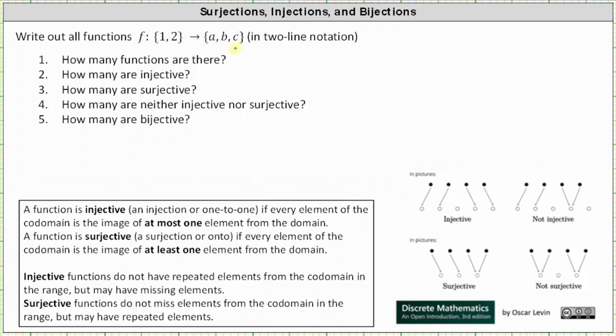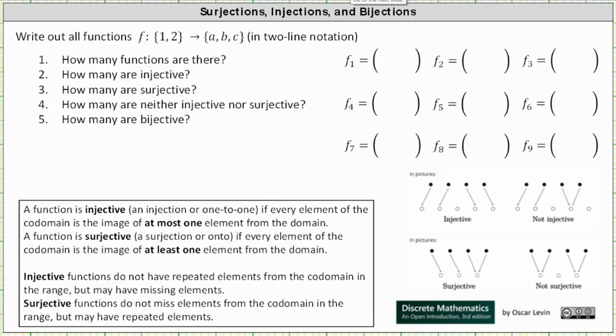Let's go ahead and write these functions out in two-line notation. Let's label the functions f sub 1 through f sub 9. Remember, in two-line notation, we have the inputs in the first row and the outputs in the second row. For each function, the inputs are 1 and 2, which go in the first row of each matrix for the function in two-line notation. And that's where we're going to determine the possible outputs.